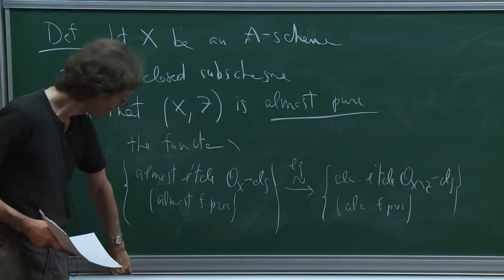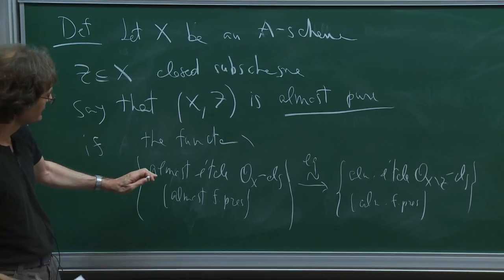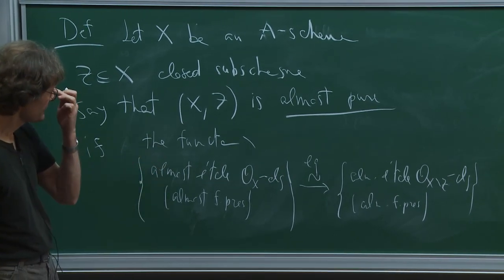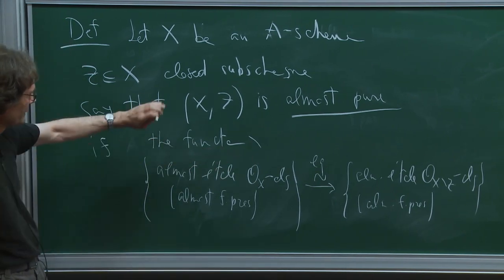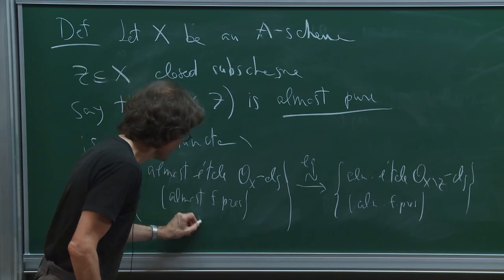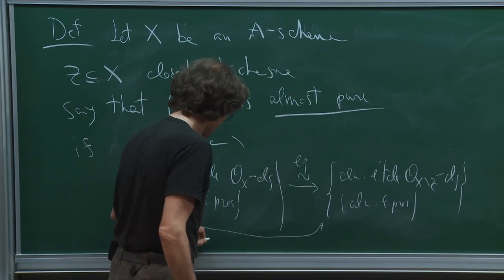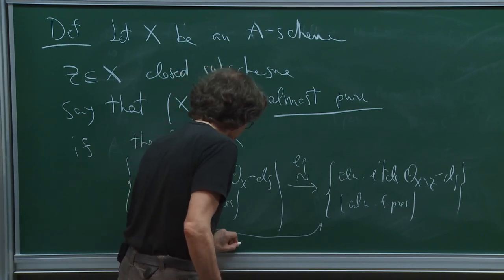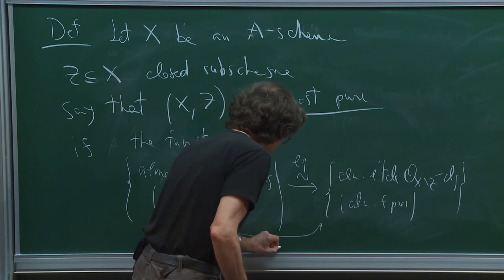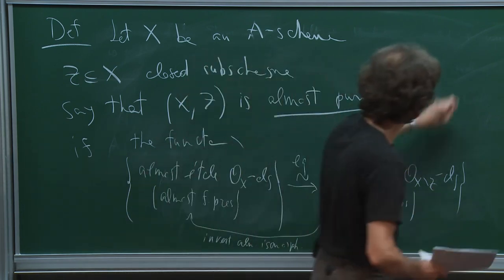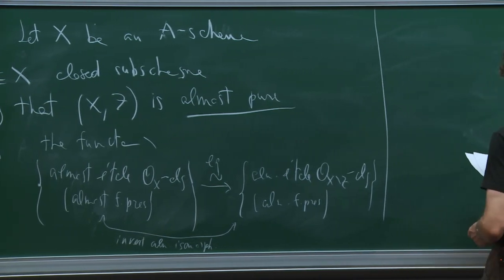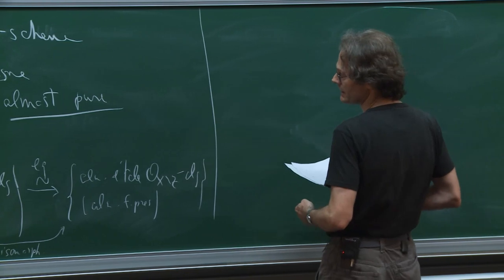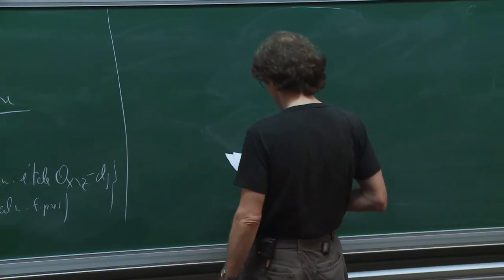To be more precise, as Andre also already mentioned, you have to work systematically inside the localized category to make a good definition. So here you implicitly invert the almost isomorphisms. Okay, and then this is the right definition. With this notion, what is the almost purity theorem? It will be an assertion that certain pairs are almost pure, of course.